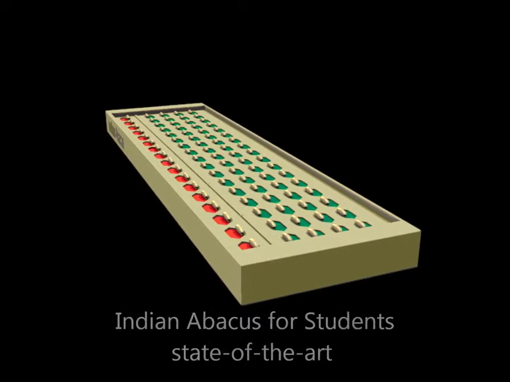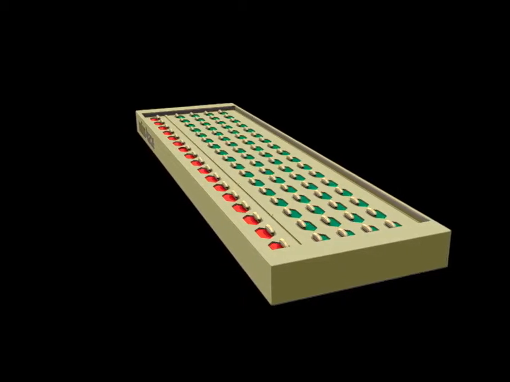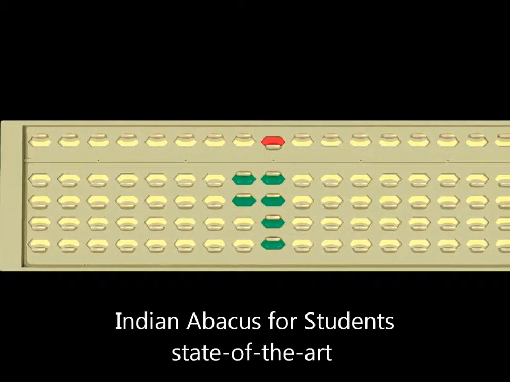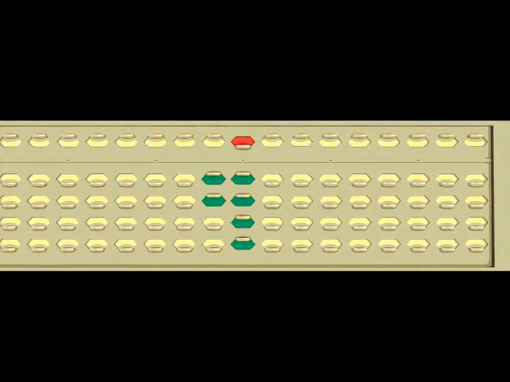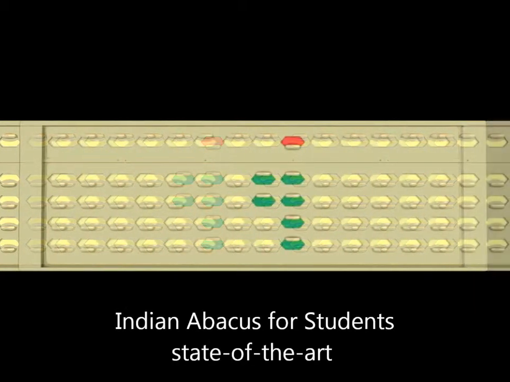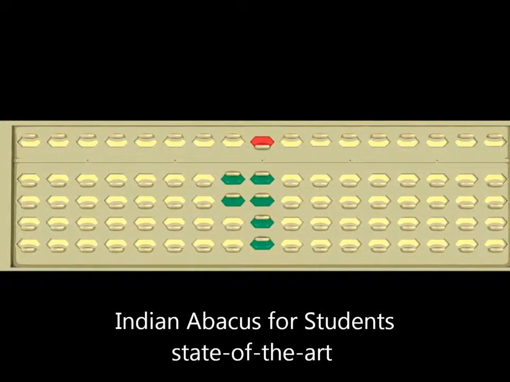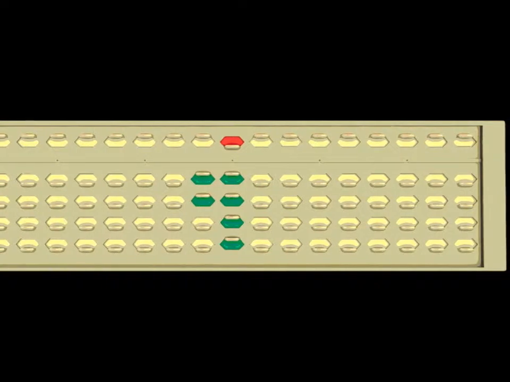The student, while operating Indian Abacus, moves the lower and the upper sliders to unhide and hide the color images which represent values. The lower sliders, when moved towards the bar, unhide and display green color images. And similarly, the upper sliders, when moved towards the bar, unhide and display red color images.